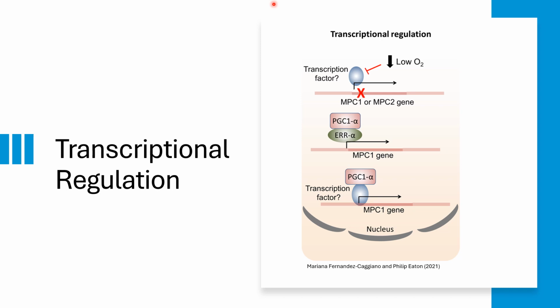Now this will bring us to transcriptional regulation of MPC. And this is downregulated by low oxygen levels. And the MPC1 gene, as you can see, has an established regulator called estrogen-related receptor alpha. And this can actually be activated by the peroxisome proliferator receptor gamma coactivator 1 alpha, which is the PGC1 alpha. And that is associated with upregulation of MPC.